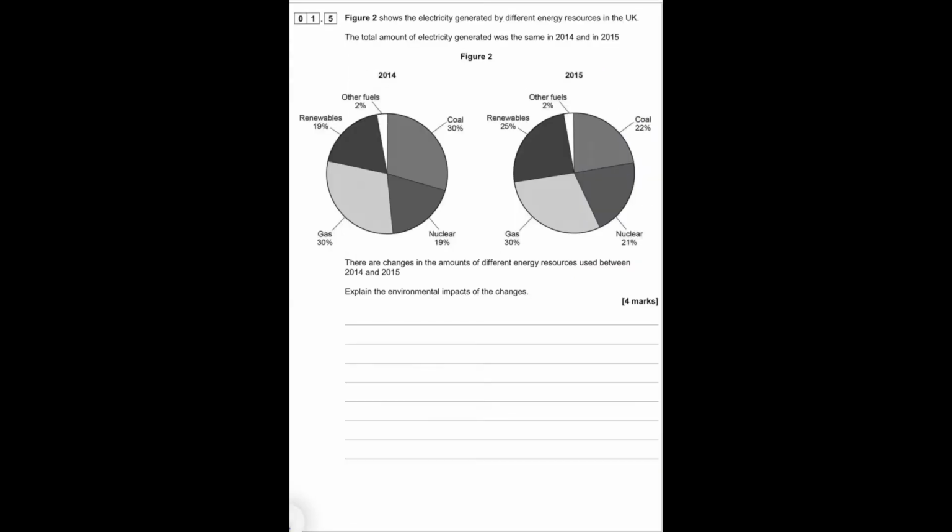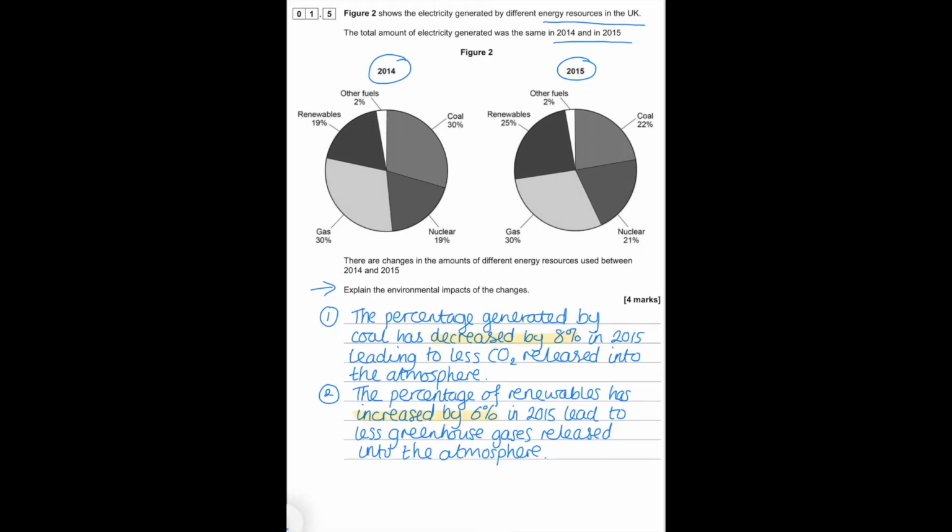Figure 2 shows the electricity generated by different energy resources in the UK. The total amount of energy generated was the same in 2014 and 2015. So we've got a pie chart of 2014 and 2015 showing the different types of energy resources used. Explain the environmental impact of the changes. So we can say the percentage generated by coal was decreased by 8% in 2015, leading to less carbon dioxide released into the atmosphere. You could also say that there would be less acid rain due to pollution in the atmosphere. Secondly, we can say the percentage of renewables has increased by 6% in 2015, leading to less greenhouse gases released into the atmosphere.